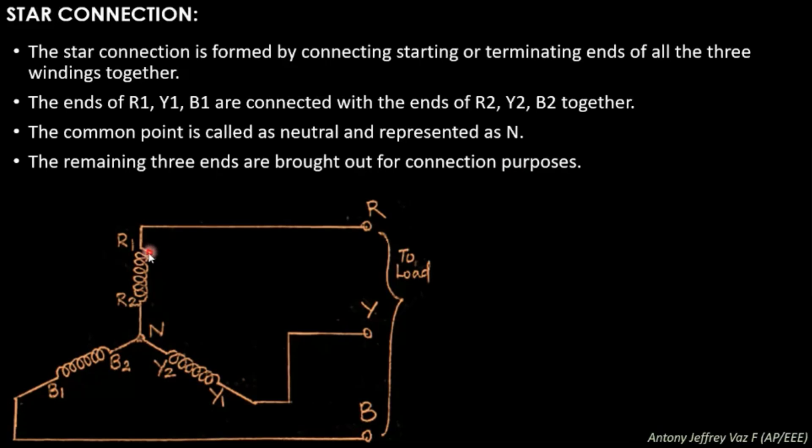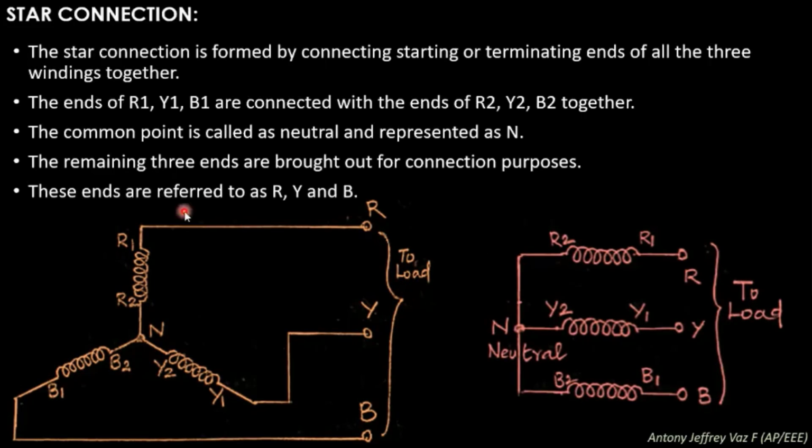The remaining three ends represent R1, B1 and Y1, which are brought out and used to connect to the load. That is nothing but your house appliances, an air conditioner or any other device which is used by you. These ends are referred to as R, Y and B. So this connection can be alternately drawn like this.